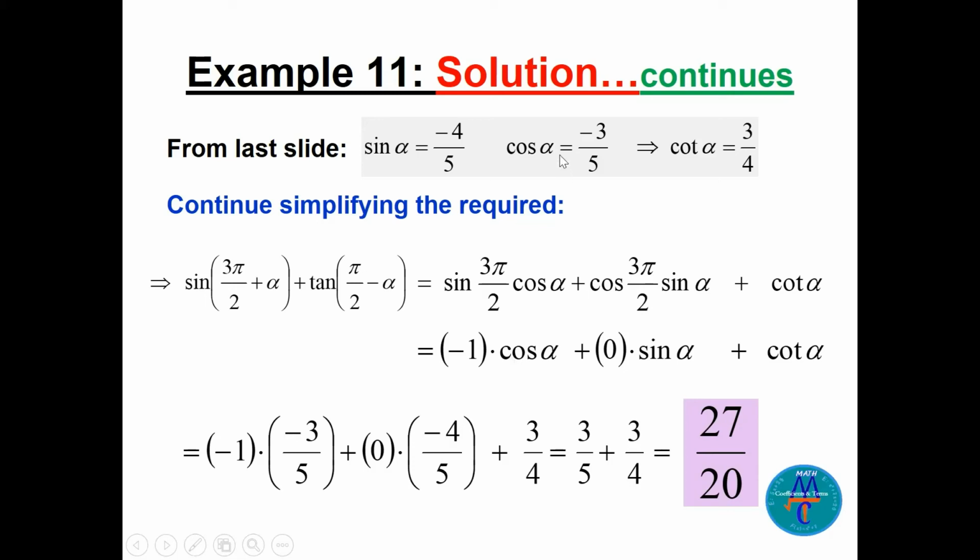We have the cosine alpha there, minus 3 over 5, and the cotan of alpha, 3 over 4. So we can put it here, 3 over 4. So now we have 3 over 5 plus 3 over 4, which is 27 over 20. The LCD is 20.